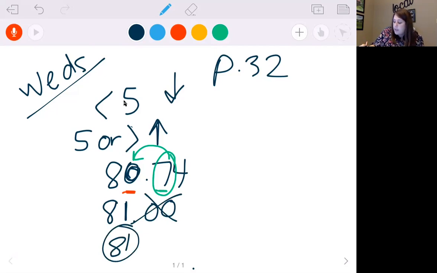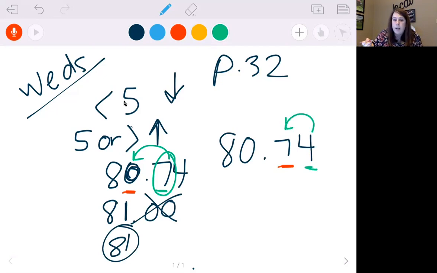If we're going to round to the nearest tenth, let's write it again. This is my tenths place. This is the number I'm going to look at in order to see what that tenth is going to be. If it's less than 5, the 7 stays the same. If this is 5 or more, that 7 goes up to an 8. This right here is less than 5, so 7 stays the same. So the nearest tenth would be 80 and 7/10. So that's how you do each one of them.